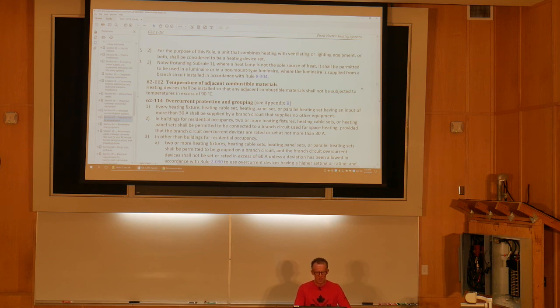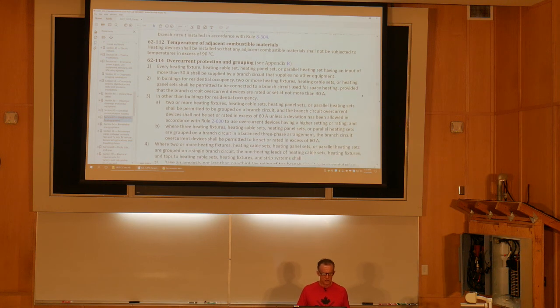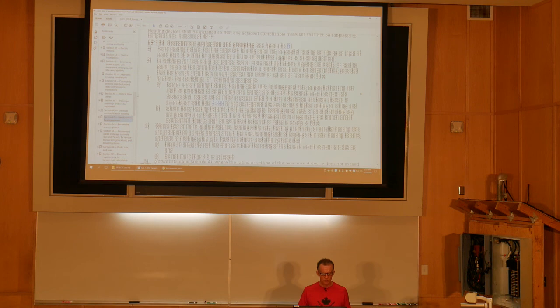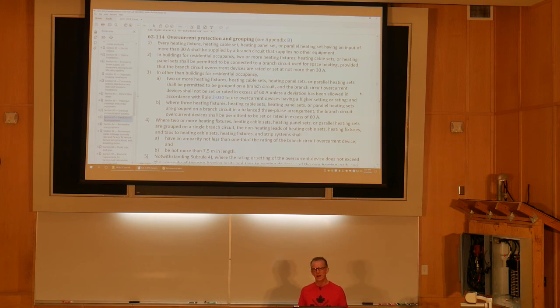62-112, temperature of adjacent combustible materials. Heating devices shall be installed so that any adjacent combustible materials shall not be subject to temperatures in excess of 90 degrees C. All right, so be careful when you're installing this, right? You don't want to cause a fire. That brings us to 62-114, overcurrent protection. We'll do that in the next video.